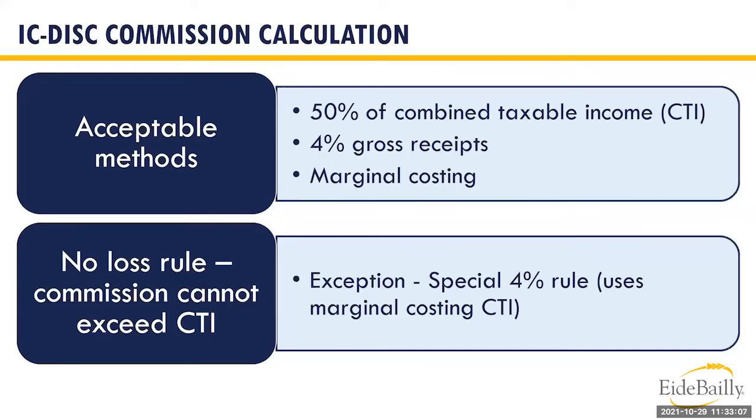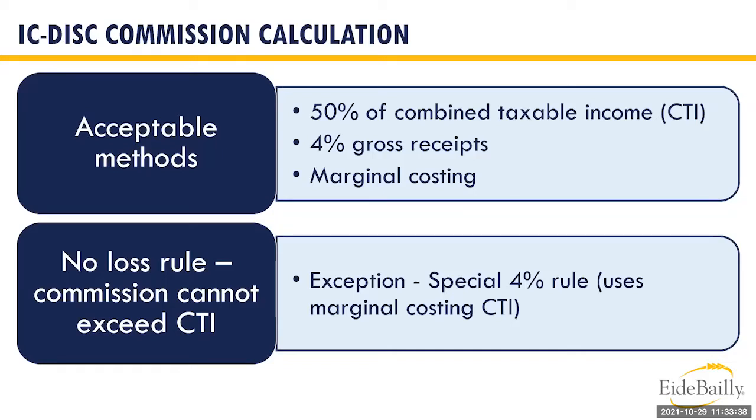There is what's called a no loss rule. The no loss rule means that your commission cannot exceed your combined taxable income. So if you are operating at a loss, that generally means you're not going to be able to benefit from a commission or calculate a commission. You generally need to have a profitable entity, a profitable manufacturing company, to be able to calculate a commission.